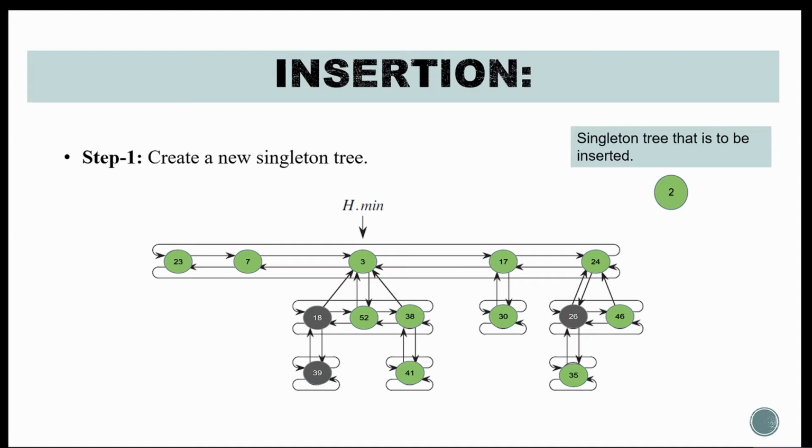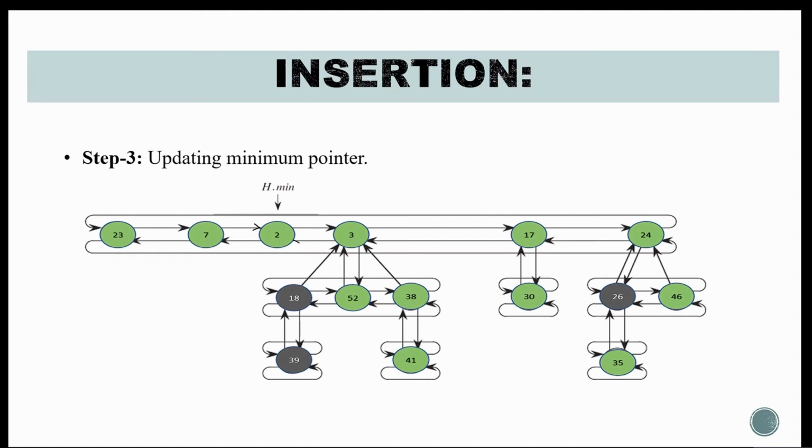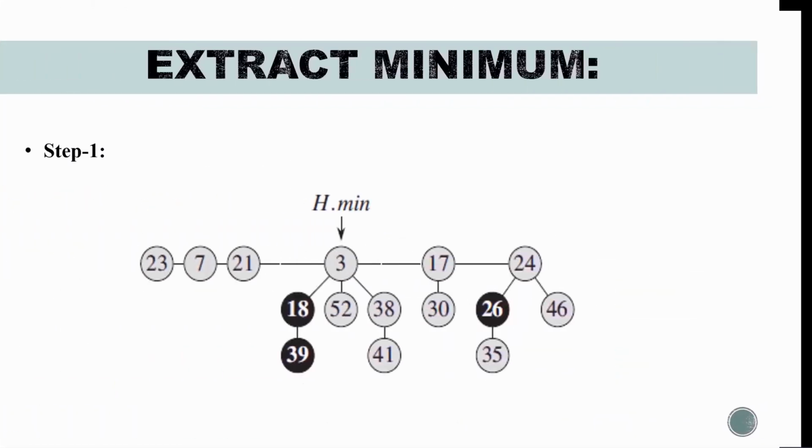First of all, we create a new singleton tree. Add the tree to the left of the minimum pointer. Update the minimum pointer if the new node's value is smaller than the current min key.